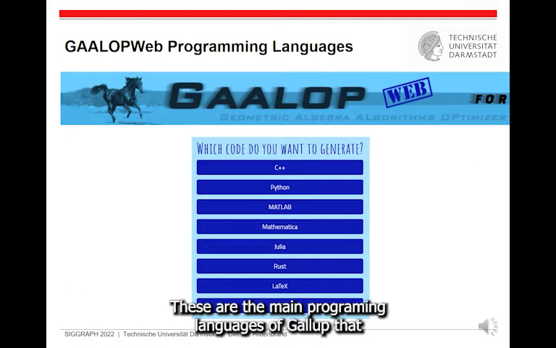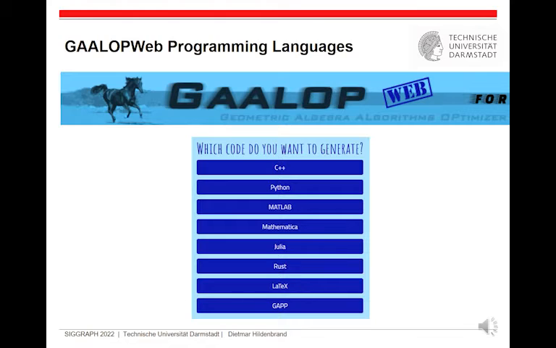These are the main programming languages of Gallop Web. You can use and generate code for C, C++, or for Python, MATLAB, Mathematica, Julia, Rust. You are even able to generate LaTeX code for presentations of the results of Gallop, or directly generate code for this intermediate language GAP, which I already mentioned.